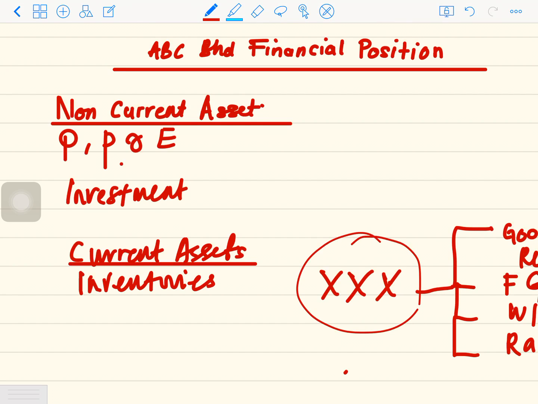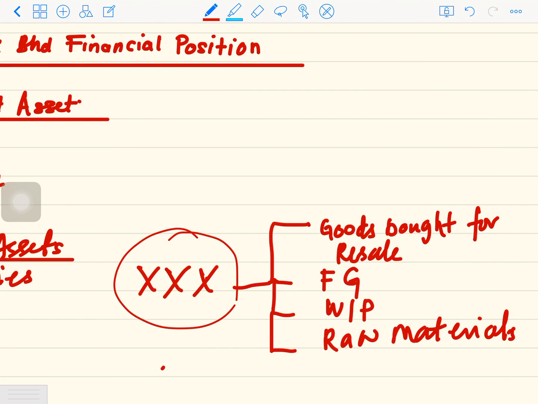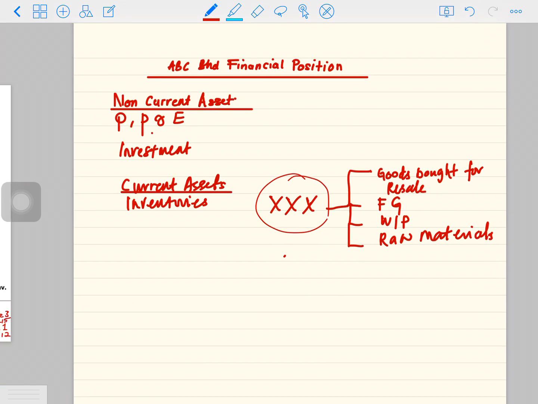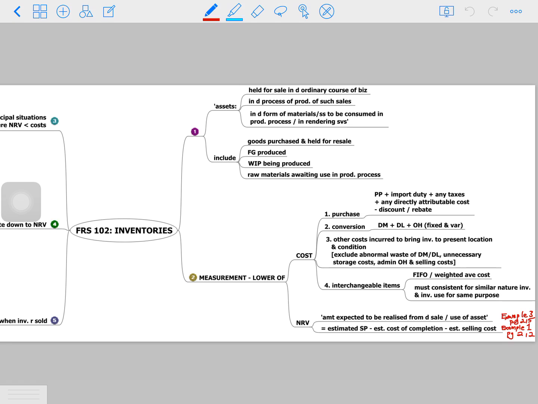Actually, these inventories comprise a lot of different types of inventories. It comprises goods which are bought for resale, finished goods which have been manufactured, and also work in process and raw materials. What we're going to look at closer in our session today, FRS 102, is the definition, measurement, and disclosure, more or less.